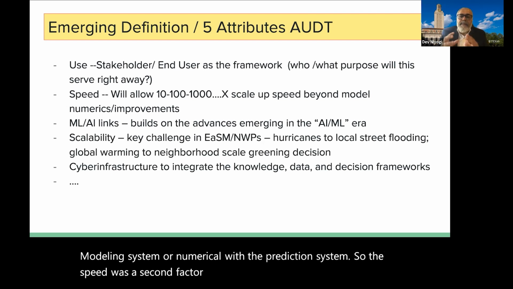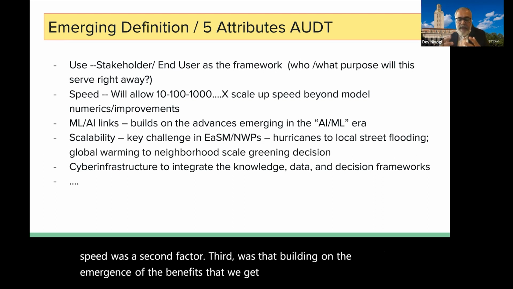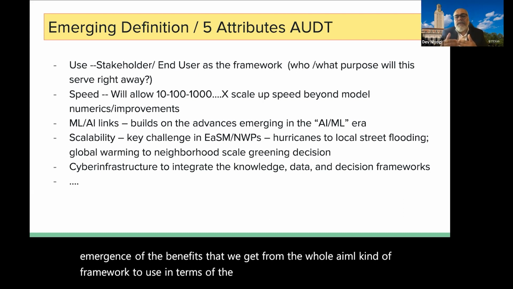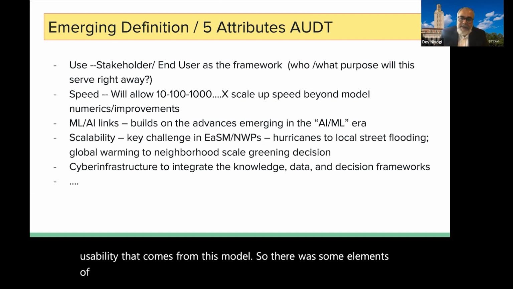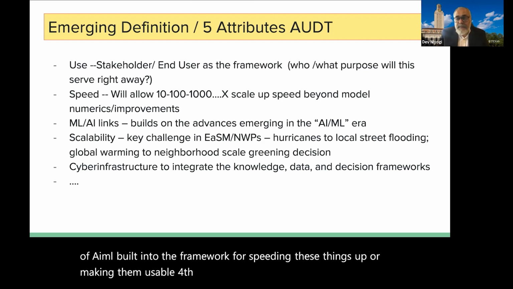Third was building on the emergence of the benefits that we get from the whole AI/ML framework, in terms of the advances in speed and the usability that come from this model. So there were some elements of AI/ML built into the framework for speeding these things up or making them usable. Fourth was the issue of scalability.